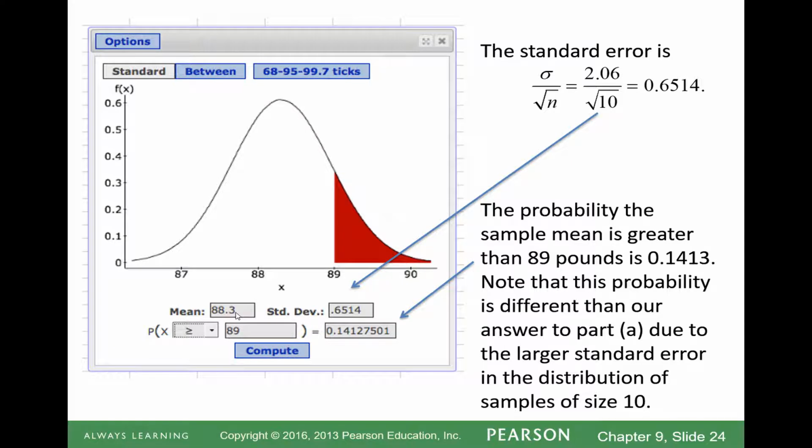So you use StatCrunch again. You have 88. There's a standard error. Probability that it'll be greater than 89 comes to be here. Notice that the probability is different from A due to the larger standard error in the sampling distribution of size 10. So you have a smaller sample, you have a larger error. And that's using StatCrunch there.